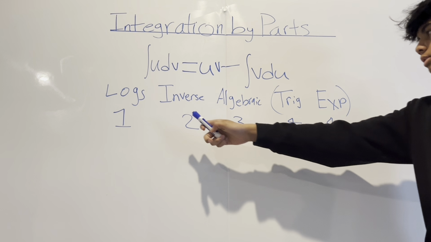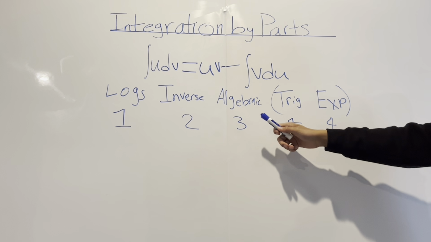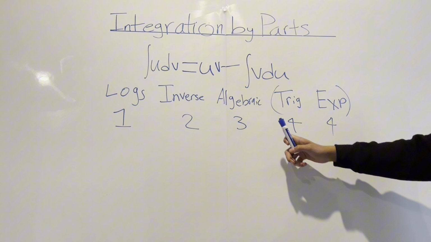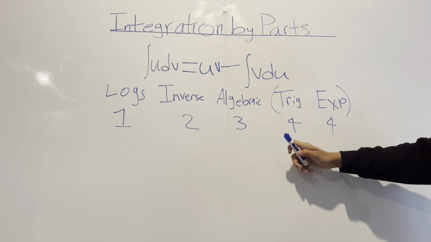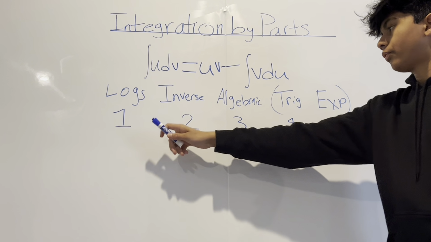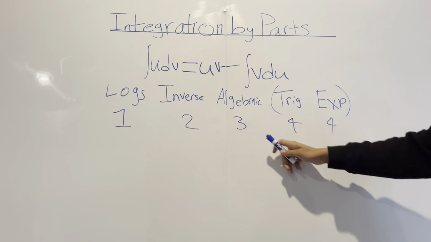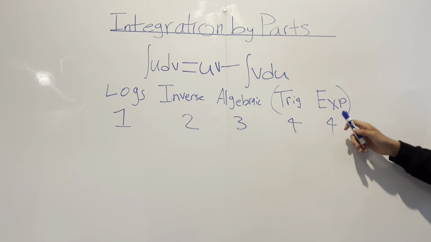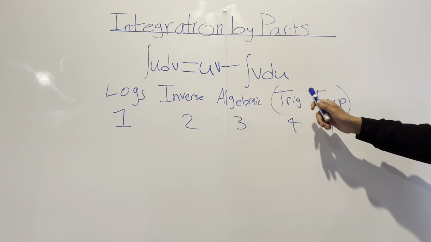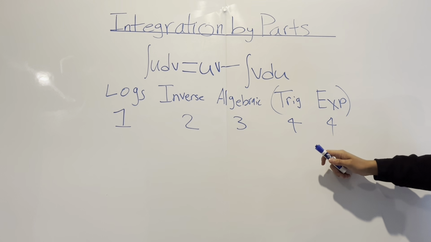So here's a formula that you can use to see what you want to use as u and dv. The first is logs, second is inverse, third is algebraic, and trig is fourth, and exponential is also fourth. Trig and exponential are on the same level.